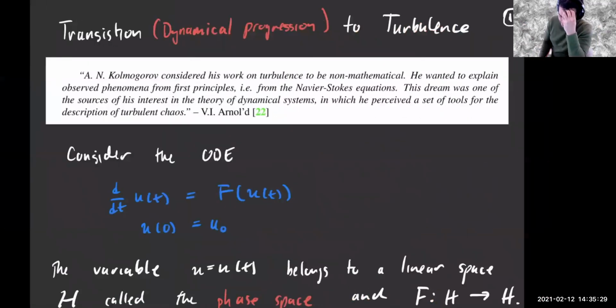Okay, so this is going to be about transition to turbulence, and this is a quote from one of Arnold's papers, saying that Kolmogorov considered his work, the one that we discussed, those ideas to be non-mathematical because they rested on assumptions that couldn't be a priori proved from the dynamics. And he wanted to explain what he saw and what he theorized from some first principles. And he wanted also to use theory of dynamical systems. So he believed that that was the right approach to studying these ideas.